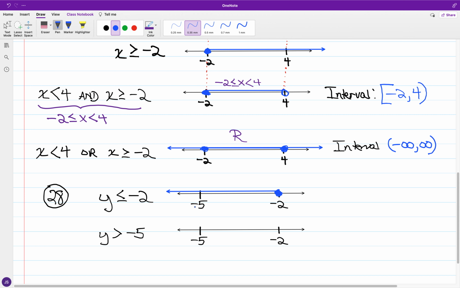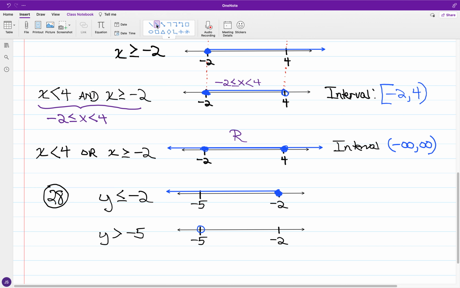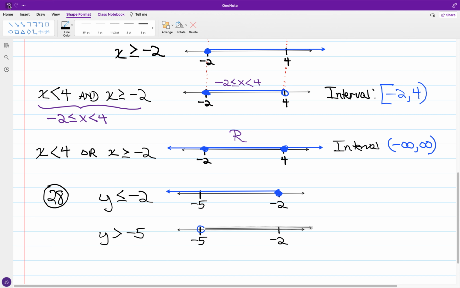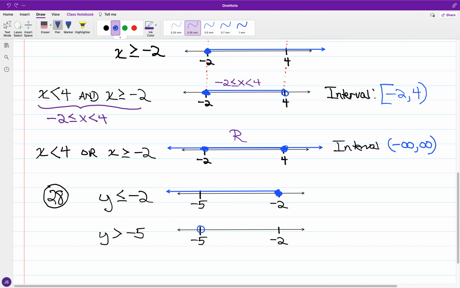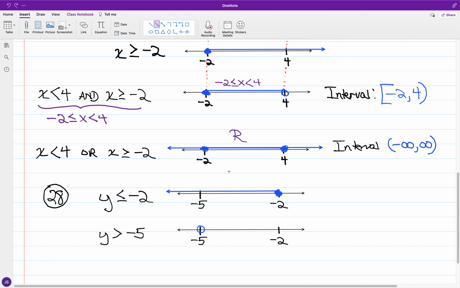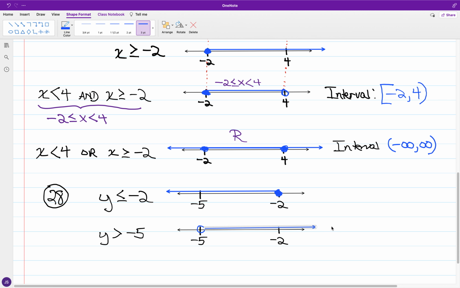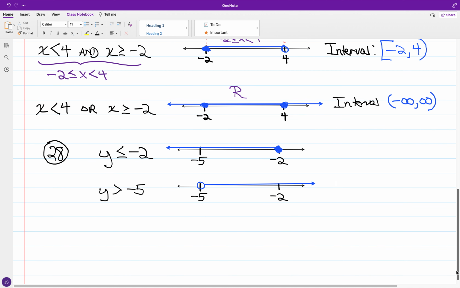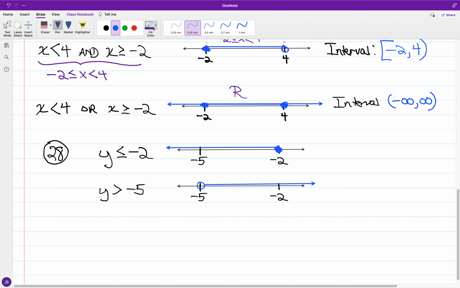And for what we have in the case of y is greater than -5, now -5 is not included. So you have an open circle, and there will be a ray that will go out to the right. Okay, so you have these separate modes of activity. All right, now in terms of the words linking together the inequalities.